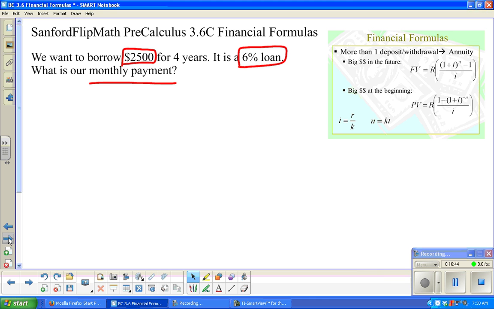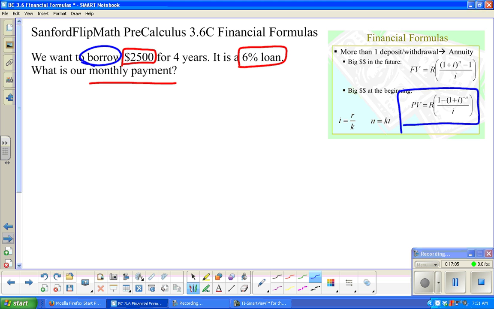This is probably the most common use for these formulas, and that's figuring out how much do I have to pay every month. I want to buy a car. How much am I going to have to pay every month? I want to buy a house. These formulas are used for calculating loan amounts all the time. Okay? Because the big money is at the beginning, because you're borrowing money, the amount that goes on the bank ledger is 2,500, sorry, I keep saying 25 grand, 2,500 right out of the chute.